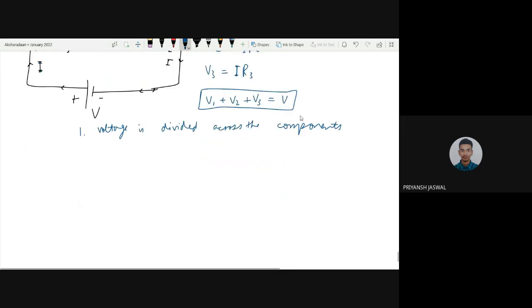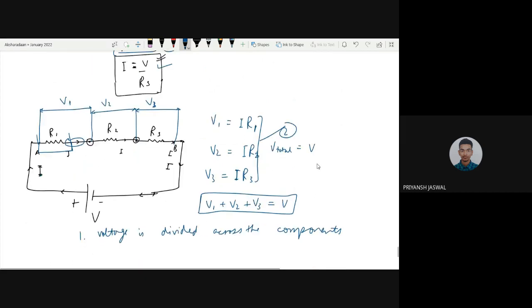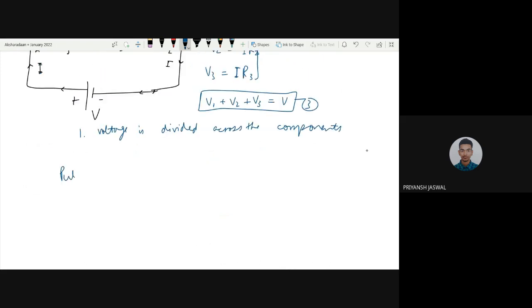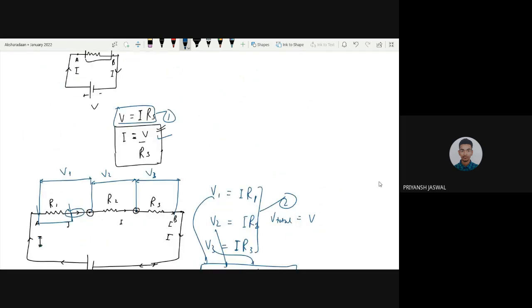Here we can apply Ohm's law again, or let me rephrase it. Just put equation 1 and 2 in 3. So it becomes I R1, that is V1, plus I R2 plus I R3. I'm just putting V1 here, V2 here and V3 here, and V will be here.